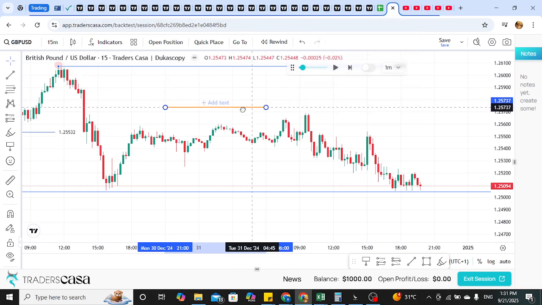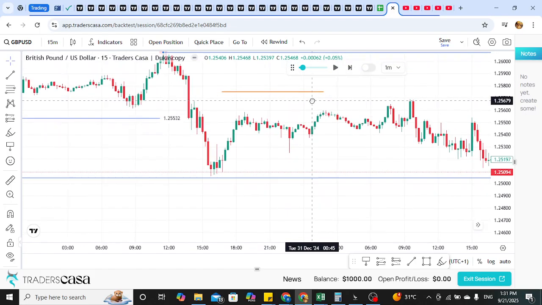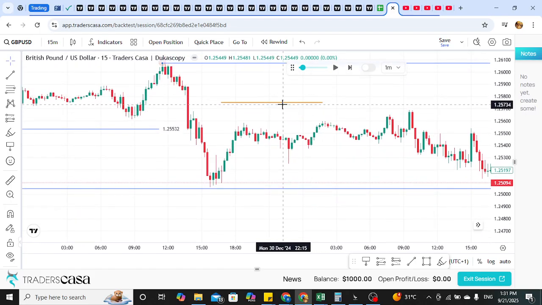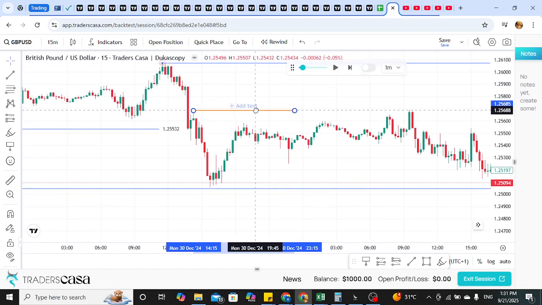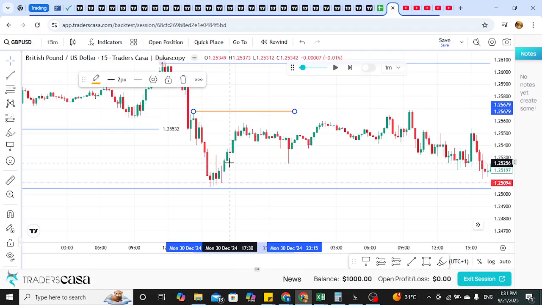Now we want to look for a low of the range. So now the first pullback is this one for this low. Okay.